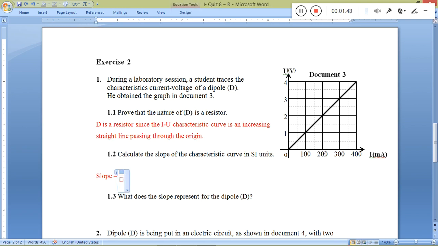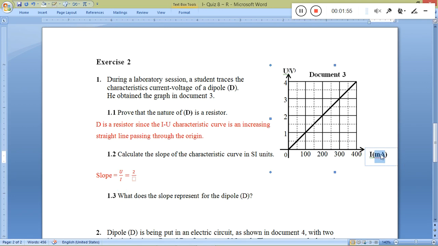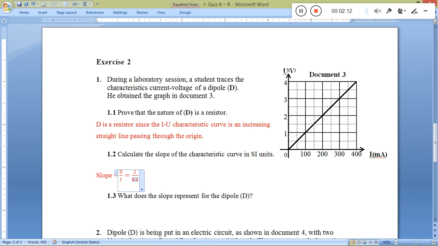Okay, so the voltage is U over I. The voltage is 2, this point 2, and the current is 200. But you should notice that the unit here is milliamperes. We should always take the SI unit. So to convert from milliamperes to amperes, we just divide by 1000. So 200 divided by 1000 is 0.2. So 2 divided by 0.2 is now 10 ohms. Okay.